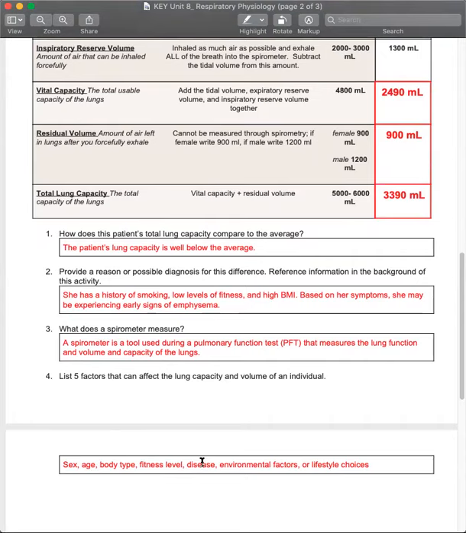disease, so that would be like emphysema or infection of some sort, environmental factors like smoking or working in a factory with chemicals, that sort of thing, and lifestyle choices, again, like smoking or how much you exercise, etc. So hopefully that was pretty easy.